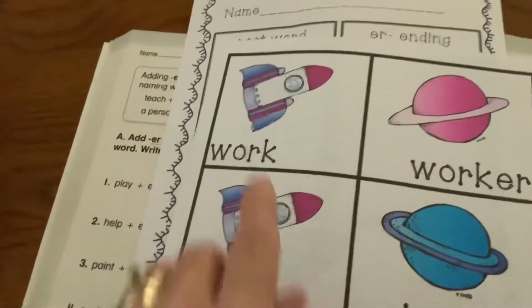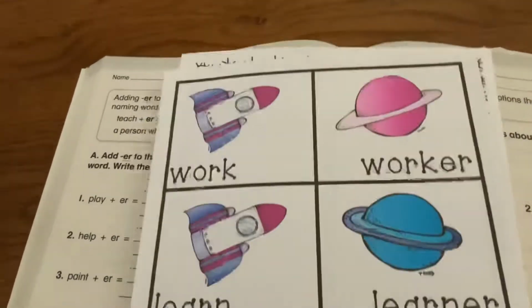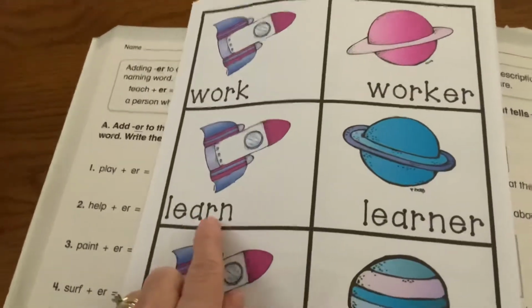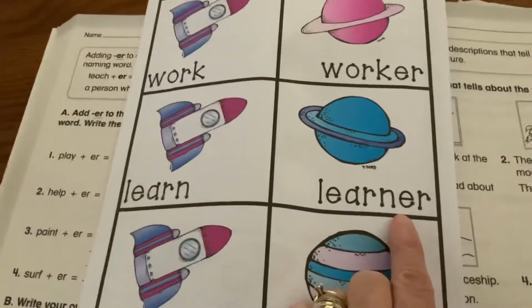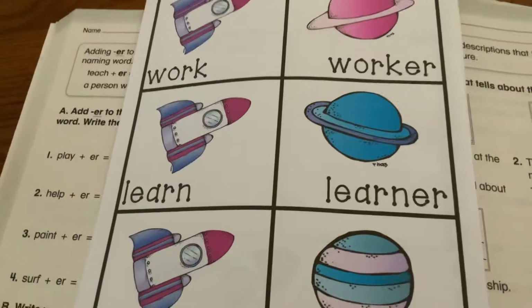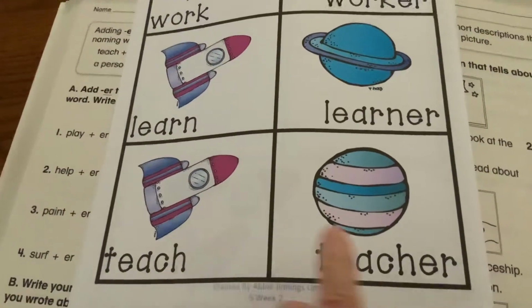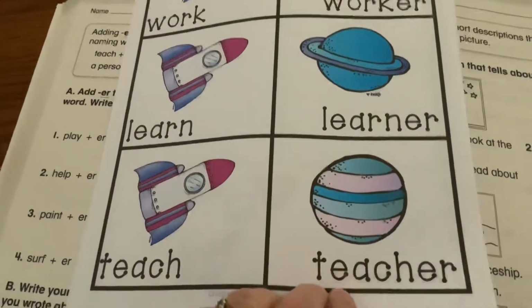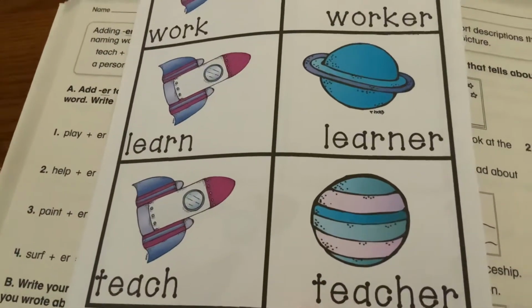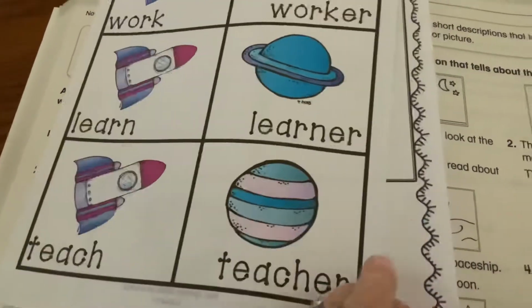A person who works is a worker. Anytime you do work, you are a worker. Learn is a person who learns. You are learning, so you are a learner. We always learn. As long as we're living, we're learning something. Person who teaches is a teacher. You teach your brother or your sister, you teach somebody. We're always teaching somebody something, so we are all, in a way, teachers.